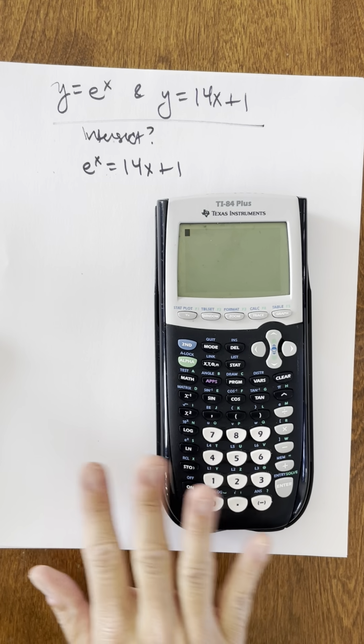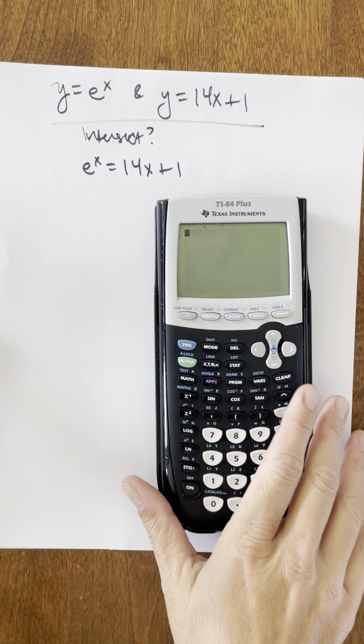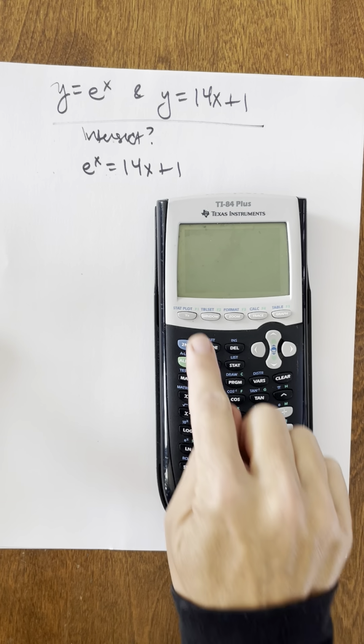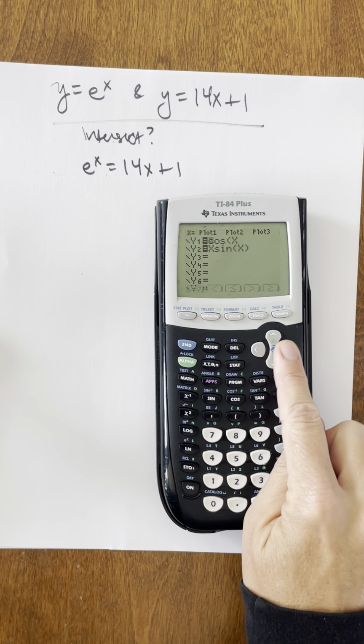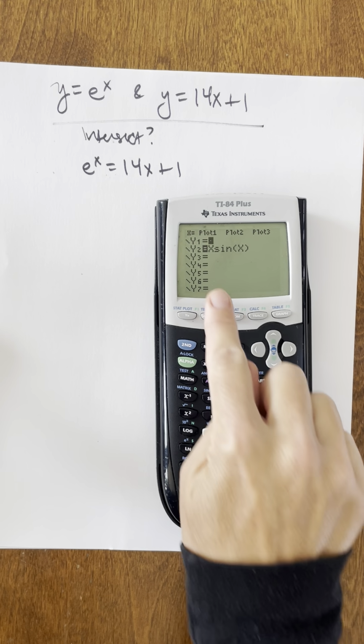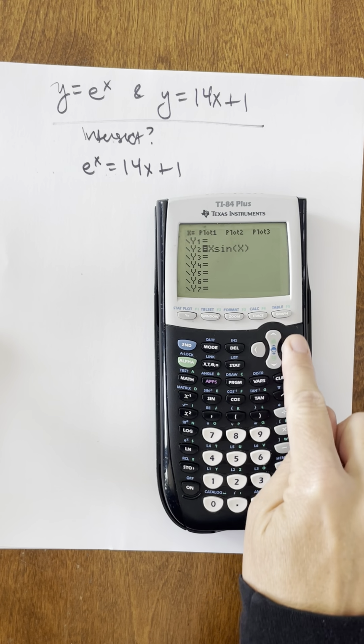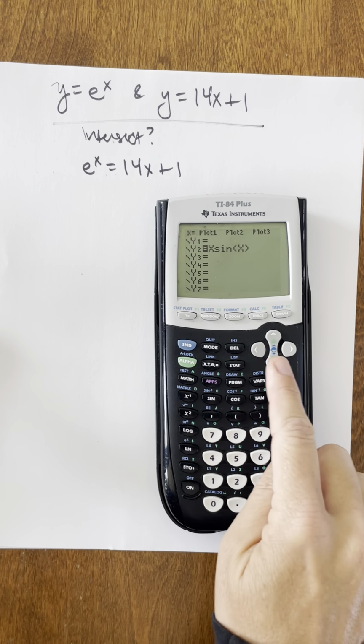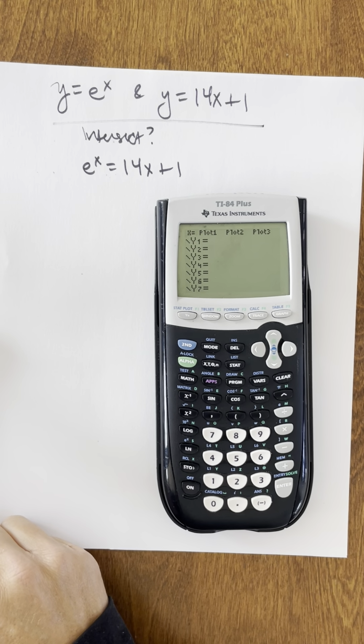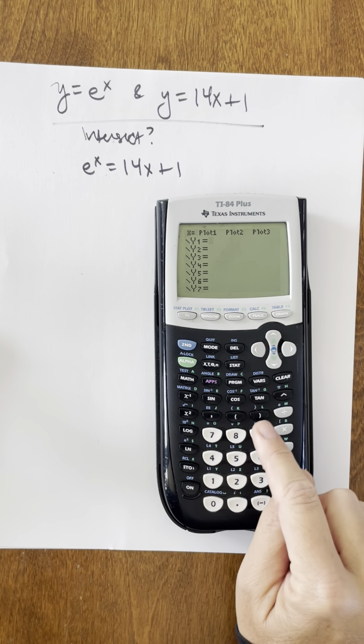Now, I want to be clear, whenever I turn on my calculator, I clear my home screen. When I go to my y equals, I want to make sure I clear everything out. You'll notice that your equal signs are highlighted. That means that graph is going to be included on your graph. So we'll go ahead and clear everything out.